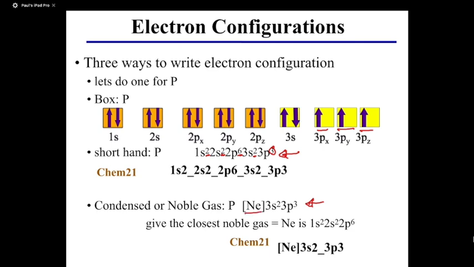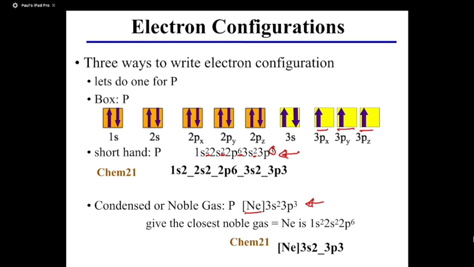Okay, for phosphorus, neon represents 10 electrons. I then only have to identify the next 5. If I start with group hydrogen is 1s, lithium is 2s, sodium is 3s, so I write 3s, I'll put 2 electrons in there, and then I write 3p, and I have 3 electrons left.